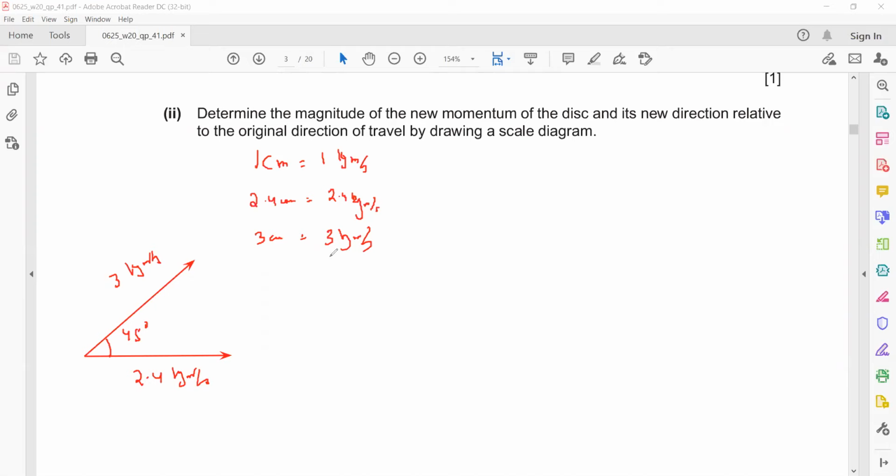Now we have two options to solve this question. We can either use a triangle method or a parallelogram method. But I advise that you use the parallelogram method, because in a parallelogram we need the angle between the two vectors, and normally in the question they provide this angle. So I will use a parallelogram, and I will explain both methods.